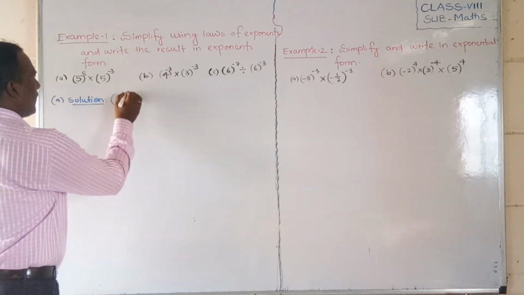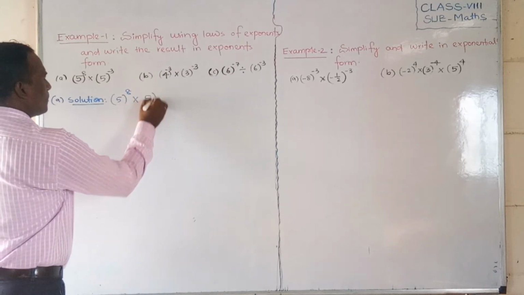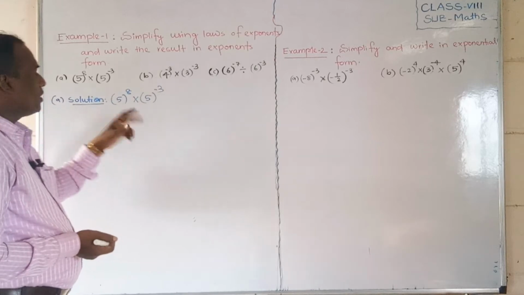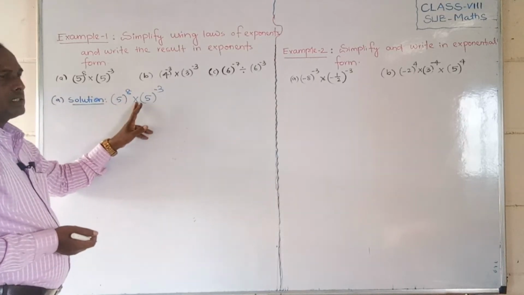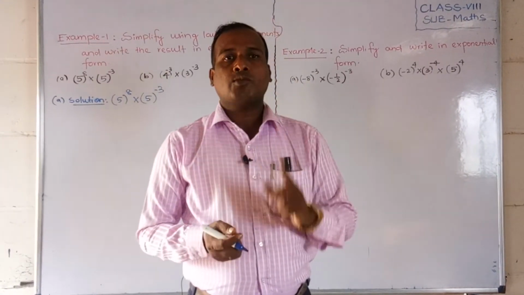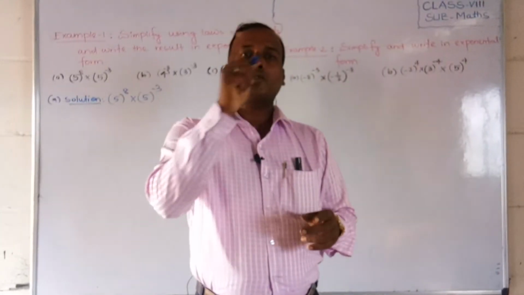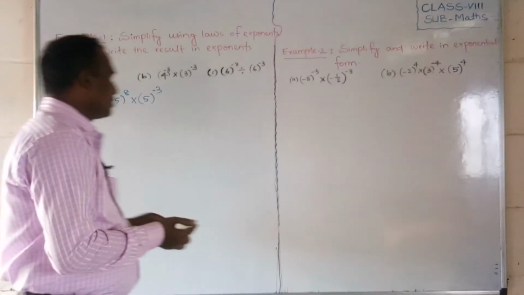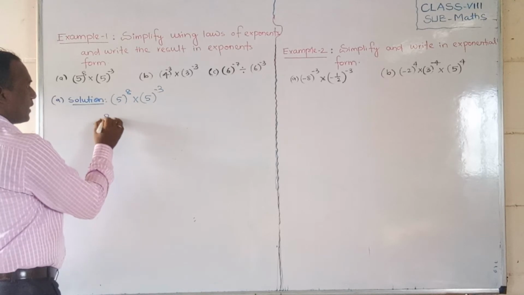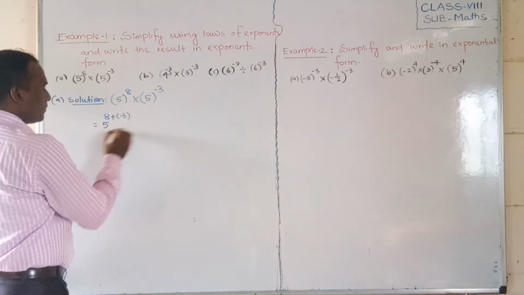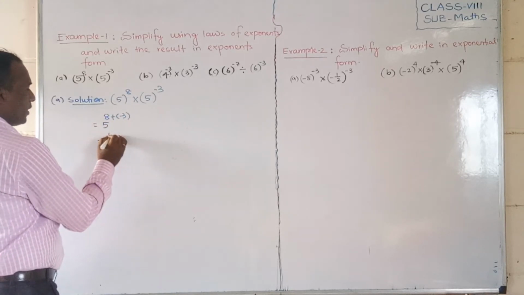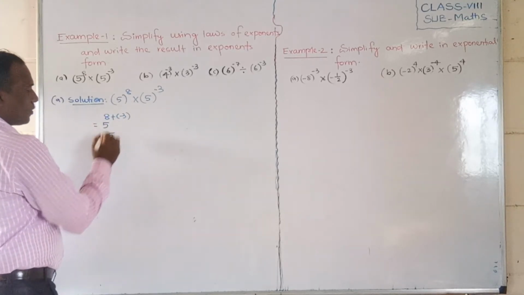5 to the power 8 into 5 to the power minus 3. Students, what did you observe? You have to first observe that question. Here the bases are same and multiplication is there. If the bases are same and we are doing multiplication, at that time what you have to do? You have to add the powers by the first law. Then what will we get? 5 to the power 8 plus minus 3 is equal to 5 to the power 8 minus 3, means 5. So it is equal to 5 to the power 5.